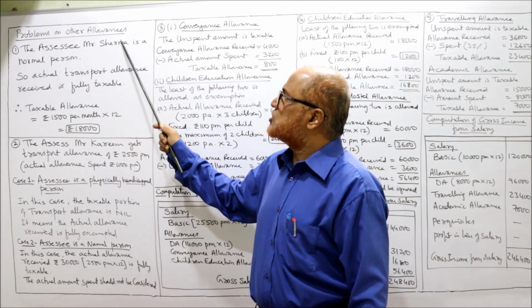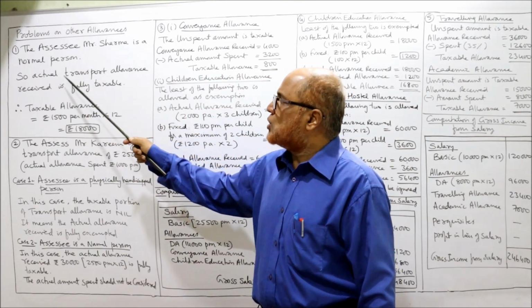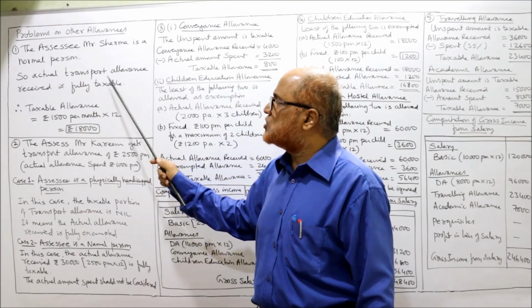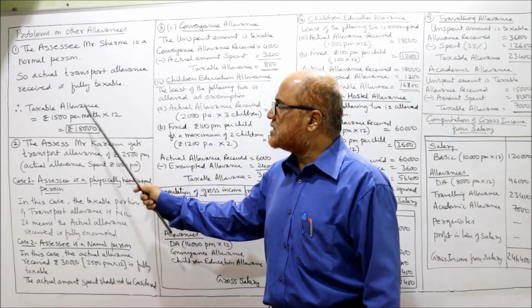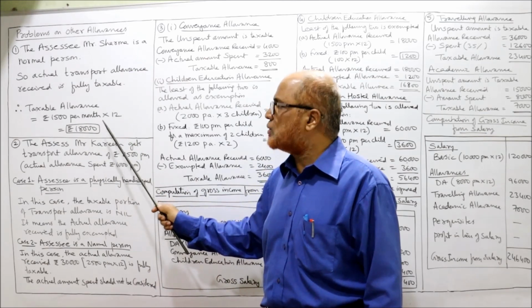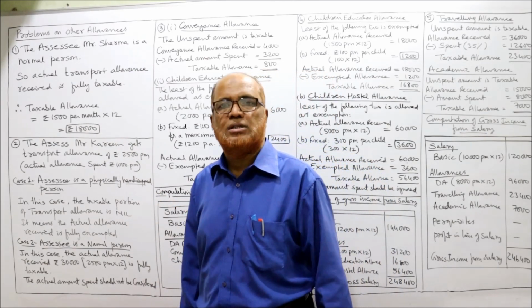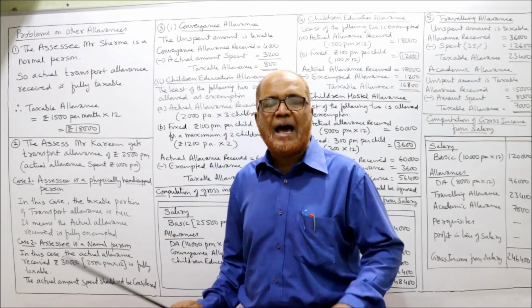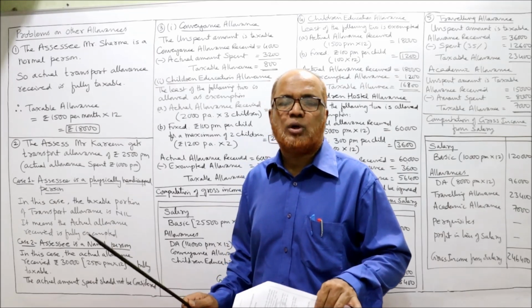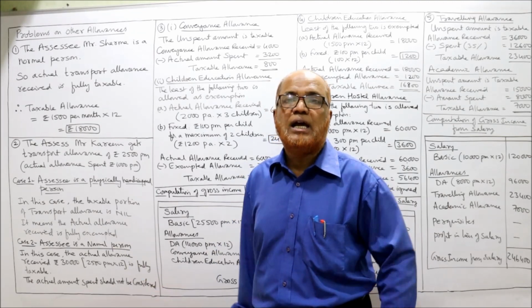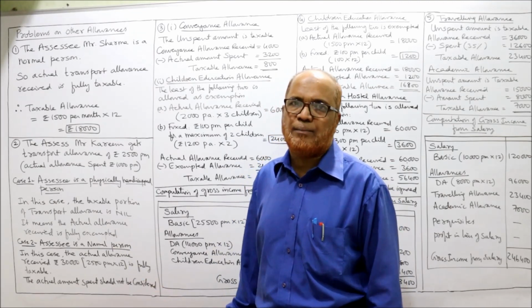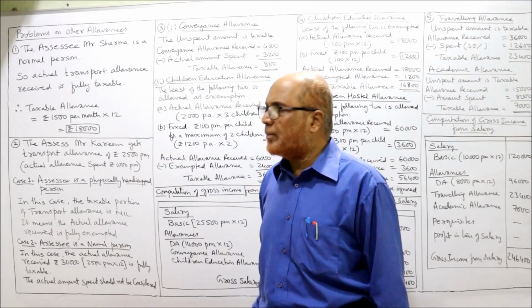So the assessee Mr. Sharma is a normal person. So the actual amount of allowance received is fully taxable. Taxable amount is 1,500 per month into 12. It comes to 18,000. So 18,000 rupees, the actual amount of transport allowance received, is fully taxable. No exemption will be given because he is a normal person.